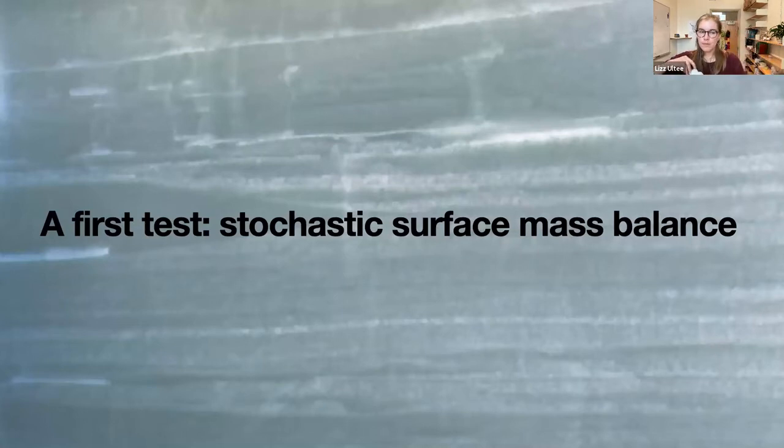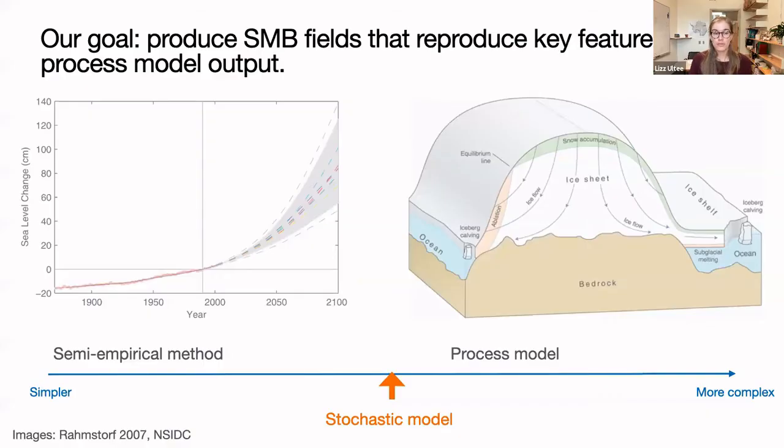So here, a first test of this stochastic method that we intend to apply across different processes on the ice sheet. I'll generate stochastic surface mass balance. So the goal here is to produce surface mass balance fields that reproduce key features of process model output. So I've highlighted here again where the stochastic model sits in between semi-empirical methods and process methods on the scale of complexity. And we want to take the insight and information that we get from process modeling and reproduce that with less computational expense in a stochastic model.